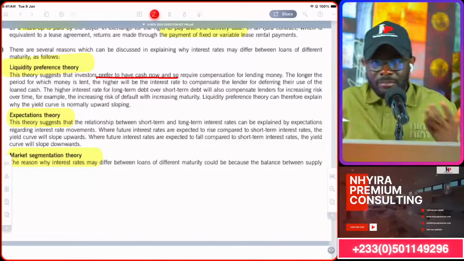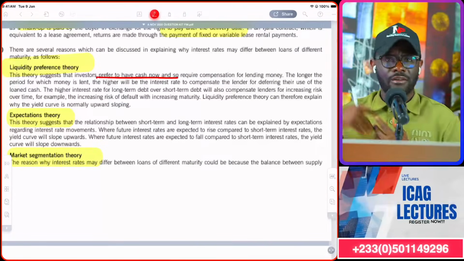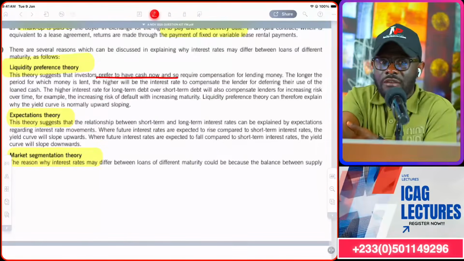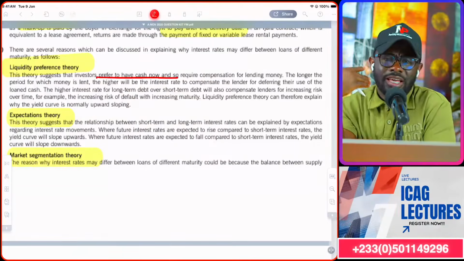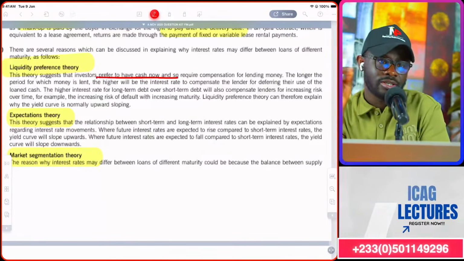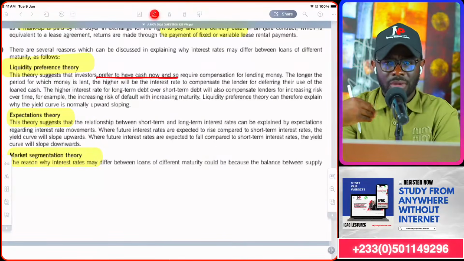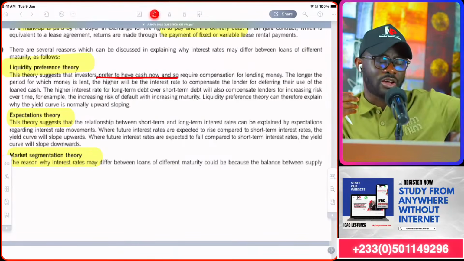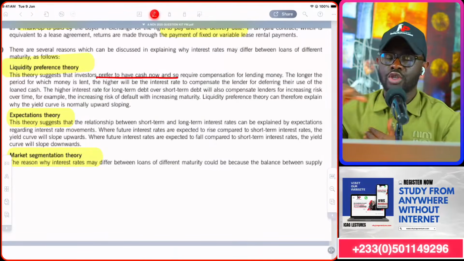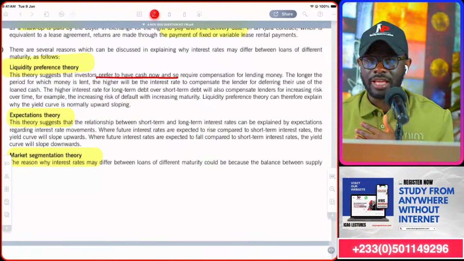I need the money to move me. But now that you are taking that money for 5 years, it's going to be with you for 5 years. You've got to be willing to give me a higher interest rate. That is the liquidity preference theory. But if it is a short period, then I know the money will come quickly. I could use it to earn money somewhere else. So the interest rate on short-term lending will be lower.